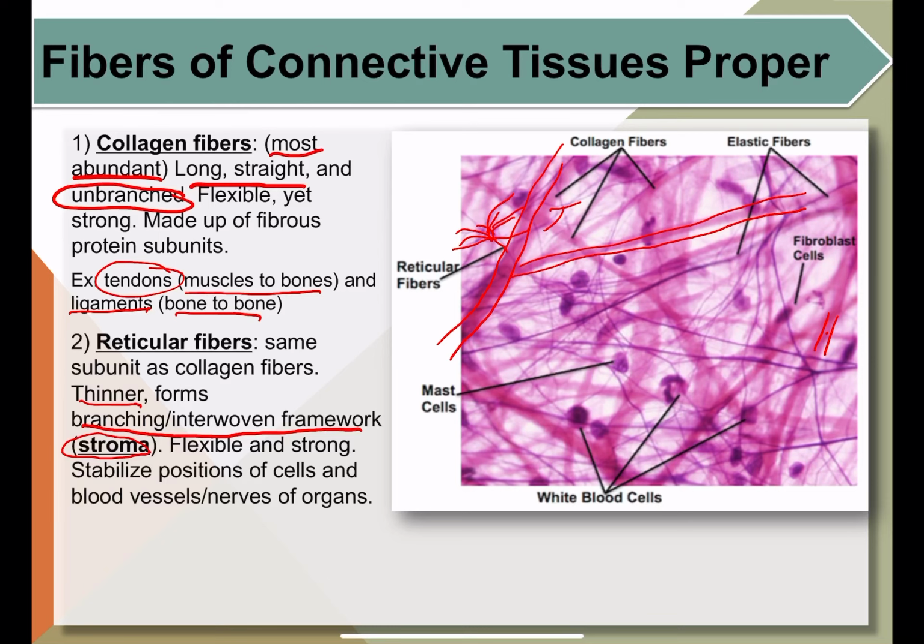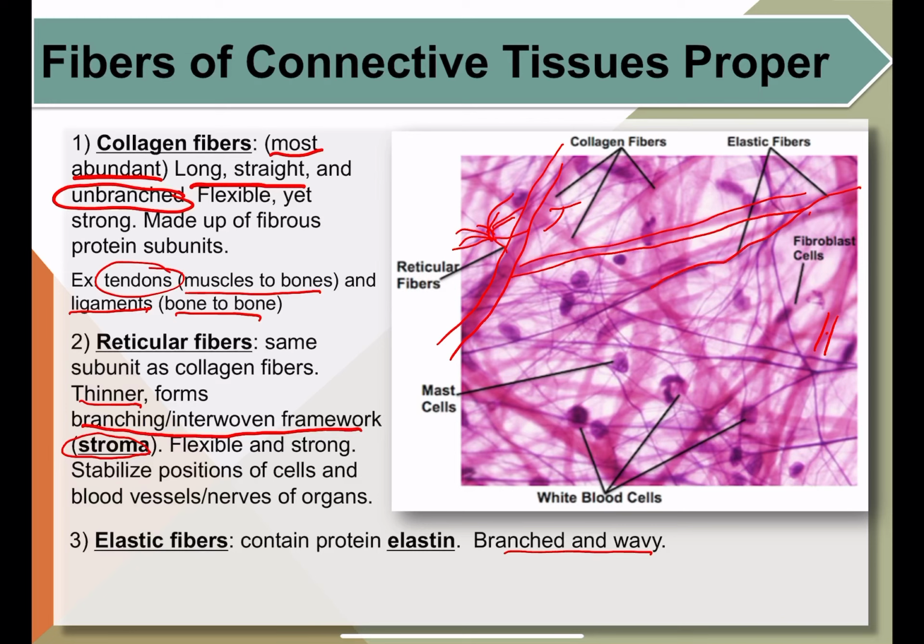They can position and stabilize positions of cells, blood vessels, nerves, and organs. Whereas collagen fibers are mainly the structural support to uphold all those epithelial tissues above, and if there are muscular tissues, then that's what they're upholding. Elastic fibers are those that are branched and wavy. You can tell that they are a little bit thicker than reticular fibers. Reticular fibers are the thinnest type of fibers. Collagen are the thickest type.